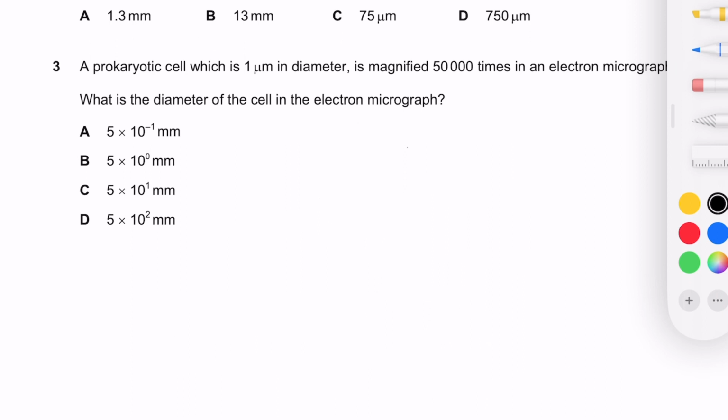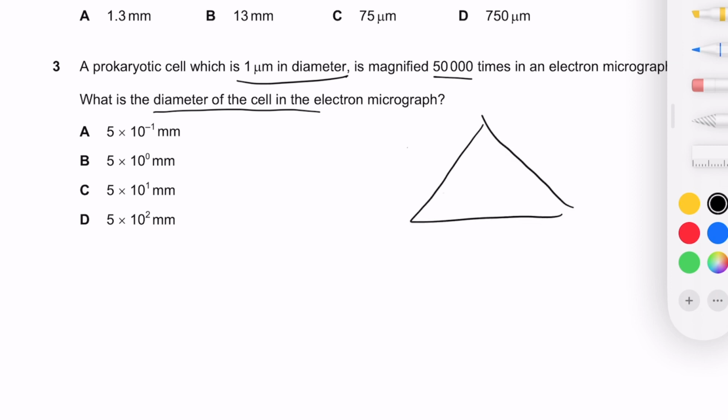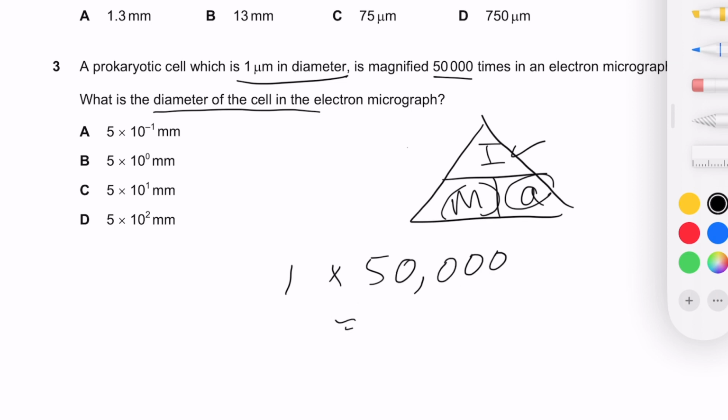It says that a prokaryotic cell which is 1 micrometer in diameter is magnified 50,000 times in an electron micrograph. What is the diameter of the cell in the electron micrograph? Okay, so we want to look for the image length, knowing the actual length. We already know this triangle. It says that image length is at the top, magnification and actual length are at the bottom. And if I want to find the image length, then I'll have to multiply the magnification by the actual length, meaning 1 multiplied by 50,000 will equal 50,000 micrometers, which is not an option here.